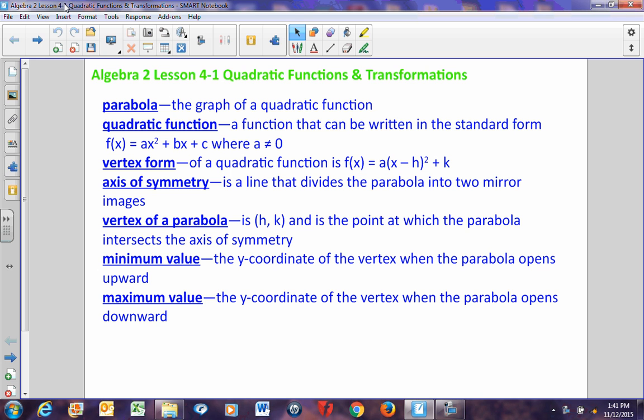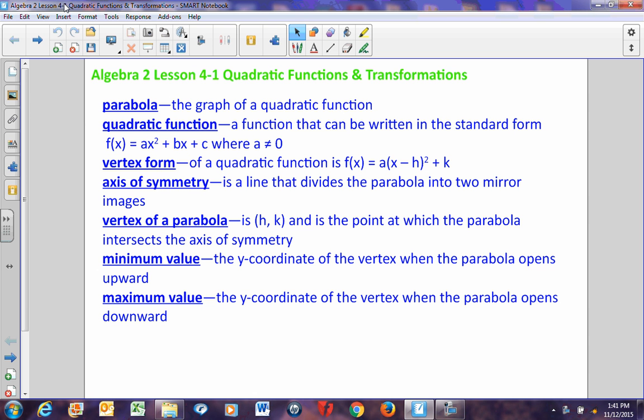A parabola is the graph of a quadratic function. It's normally a U-shaped graph. It's an upside-down U-shape if the a term is negative. A quadratic function is a function that can be written in standard form of f of x equals ax squared plus bx plus c, where a cannot equal 0.